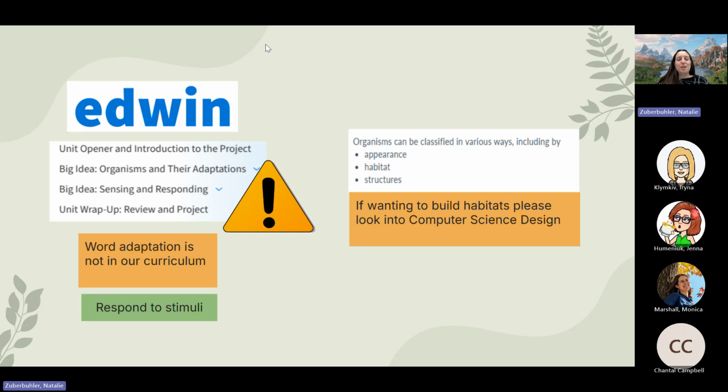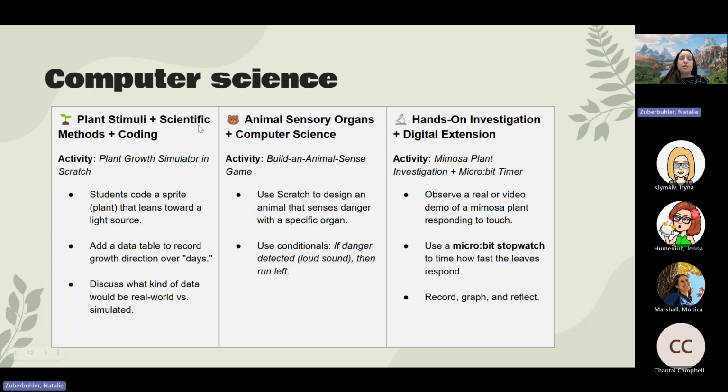So if you're wanting to build those habitats or build those animals, go for it with the lens of computer science. Speaking of computer science, we have a couple of activities or ways that you could integrate it. We can always go on to Scratch Junior or Scratch and have a plant growth simulator in Scratch. We can have a plant move towards the sun or move towards a water source or food source.